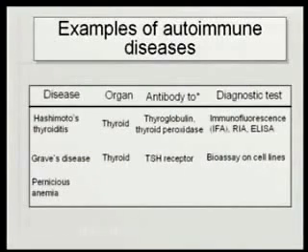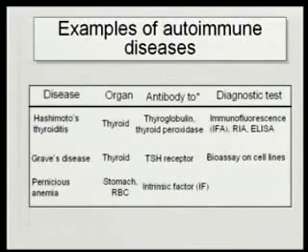Pernicious anemia. As soon as you hear the word anemia, you think red cells are being damaged, right? Wrong. Pernicious anemia has nothing to do with red cell antibodies. It's antibodies against intrinsic factor, okay? There are also some antibodies against gastric parietal cells, but by and large the anemia is because of the antibodies against intrinsic factor.